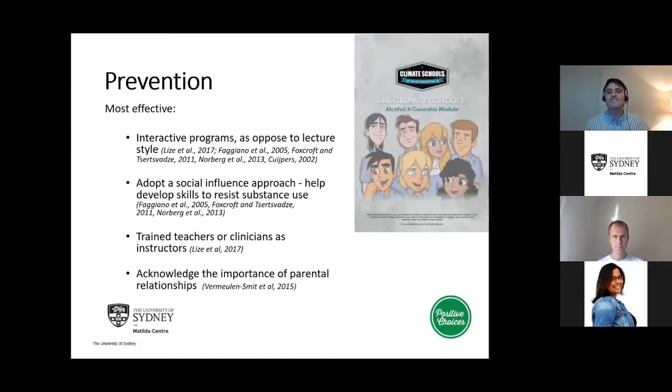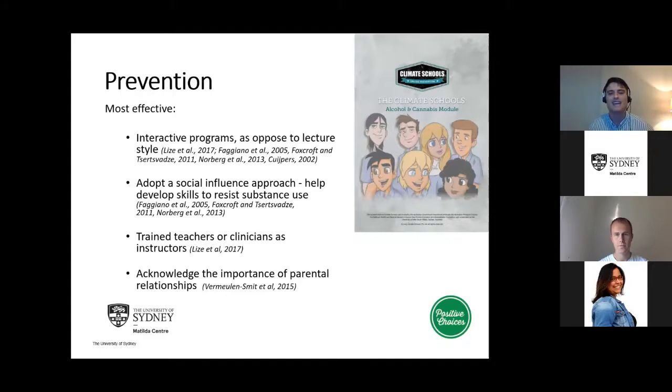So considering that people usually use cannabis in that adolescent period, school is a great setting for delivering prevention programs. So a few systematic reviews have identified what works best in prevention programs. Prevention in terms of delaying the onset of cannabis use.